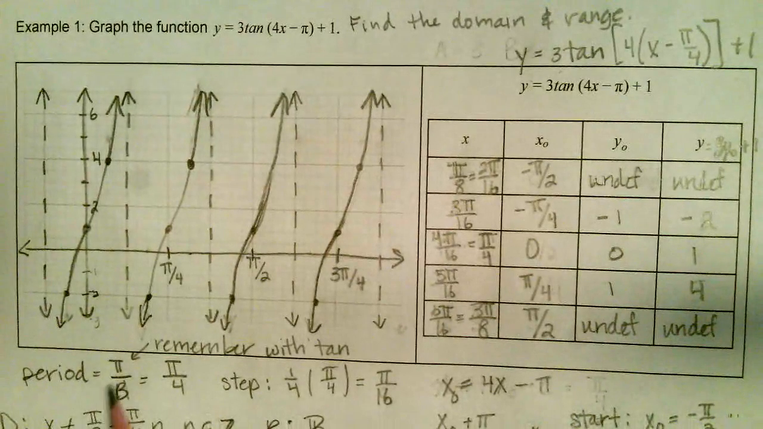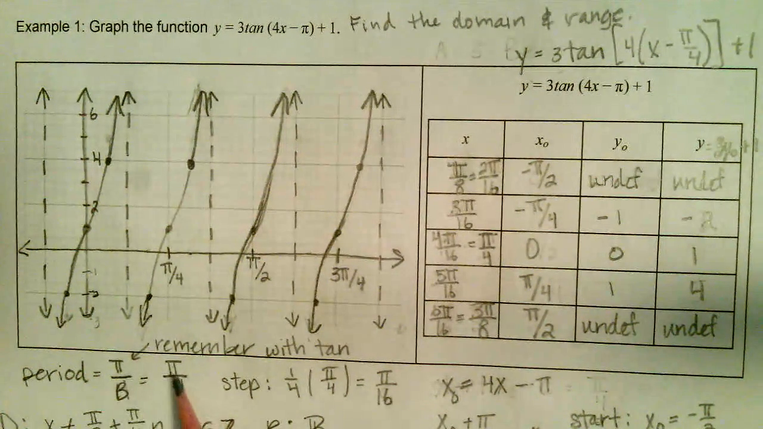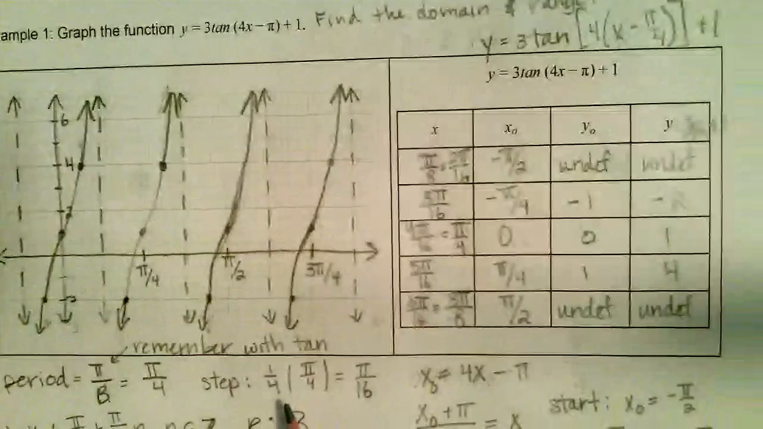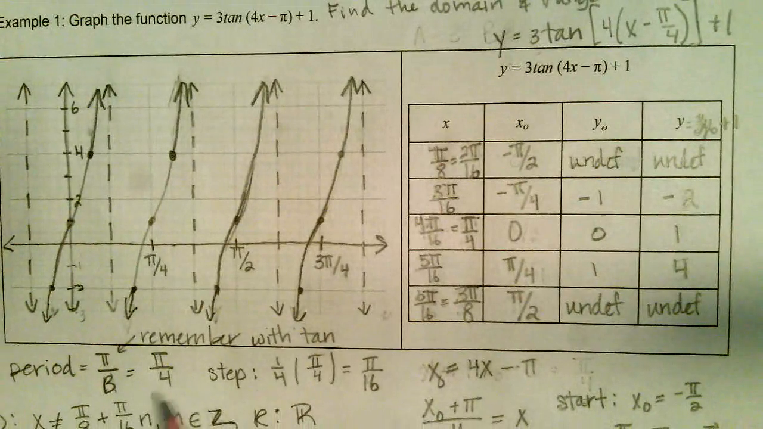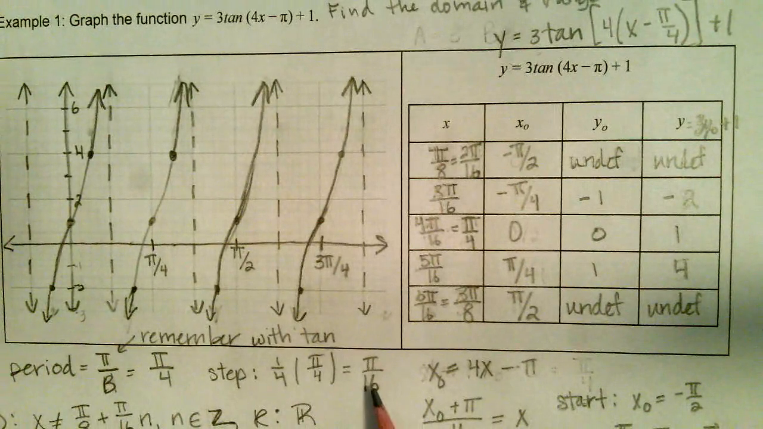A couple things are different with tangent from sine and cosine. First of all, when you find your period, this time it's pi over b. You need to remember that with tan our period is pi instead of 2 pi. So my b here was 4, so my period repeats every pi over 4 units. My step is still a quarter of my period, so it became pi over 16.